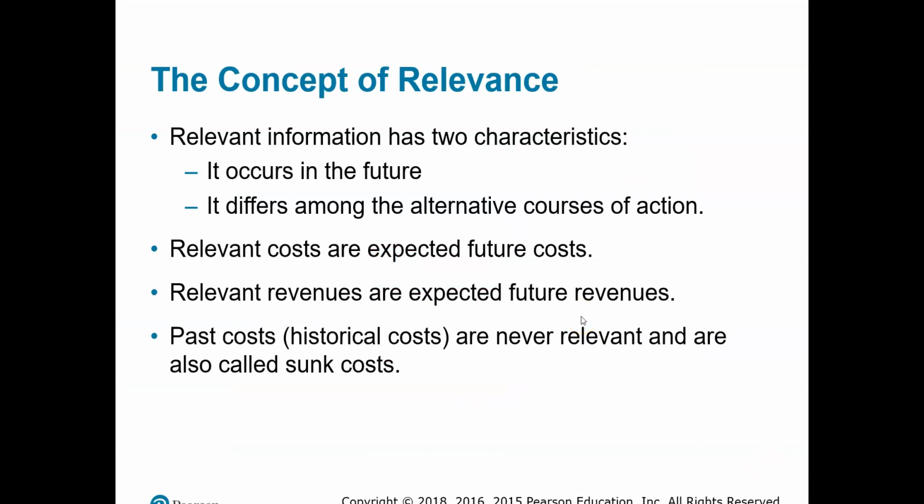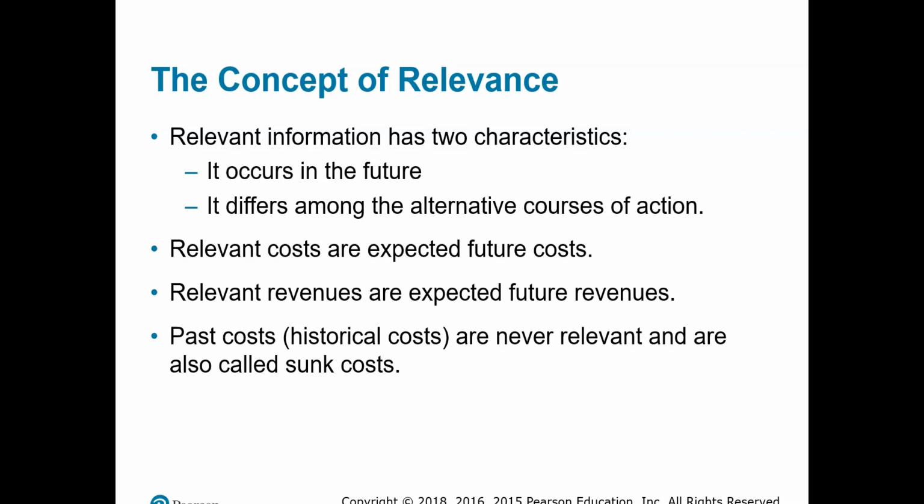Now, when we talk about relevant information, it's going to have two characteristics. One, it occurs in the future, and two, it differs among alternative courses of action. These are the two characteristics that have to be in every bit of relevant information. If we have a piece of information that occurs in the future but does not differ between alternative courses of action, then it's irrelevant. Why? Because no matter which decision we make, we're going to have the same result.